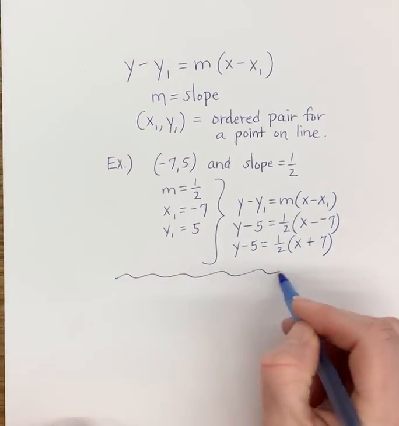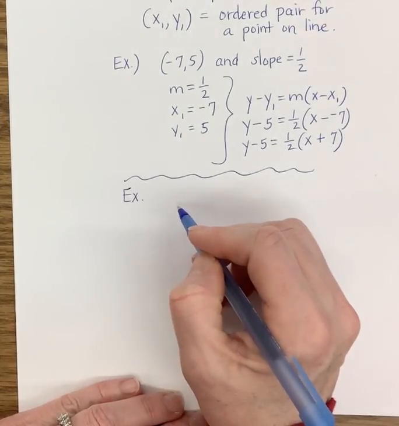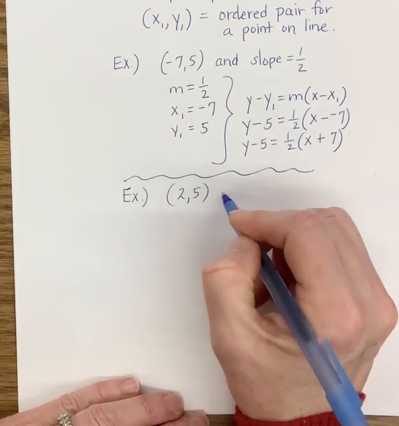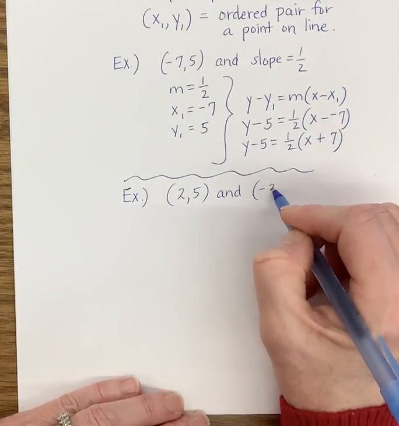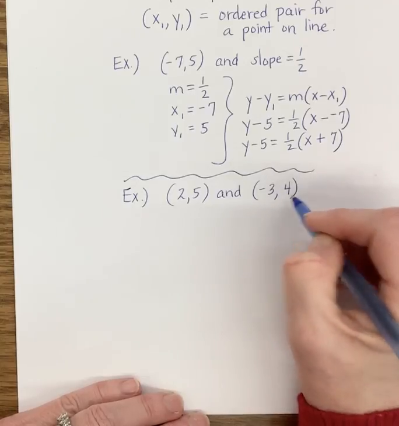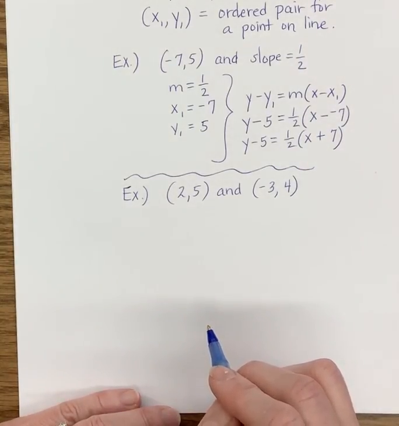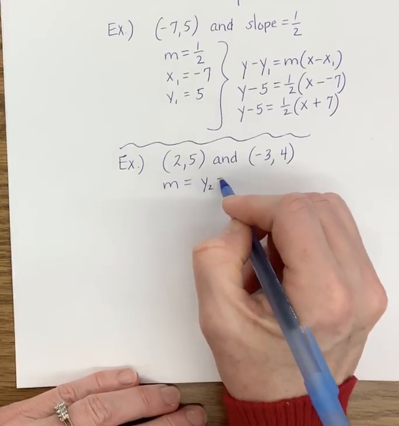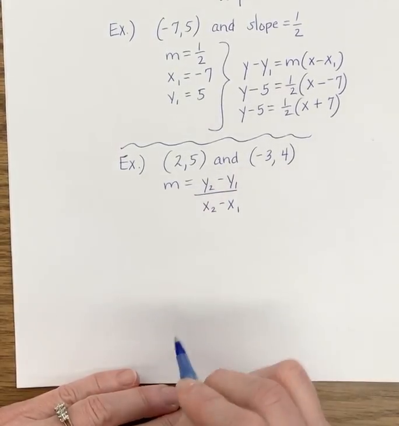In our second example, we're going to look at a line that goes through the points 2, 5, and -3, 4. To find the equation for this line, we need the slope. To find the slope, we're going to look at the slope formula, which is change in y over change in x.